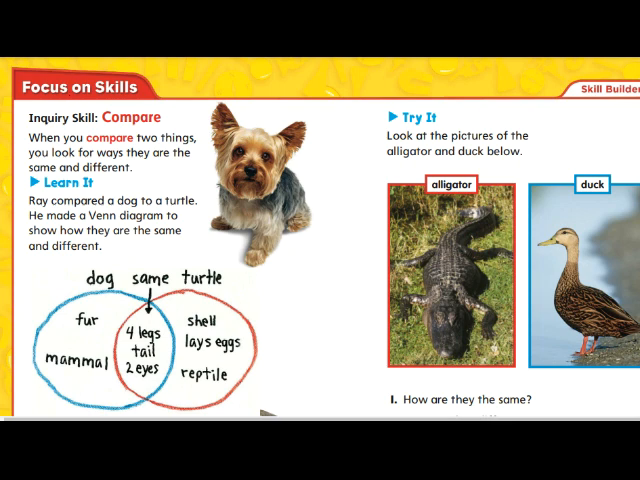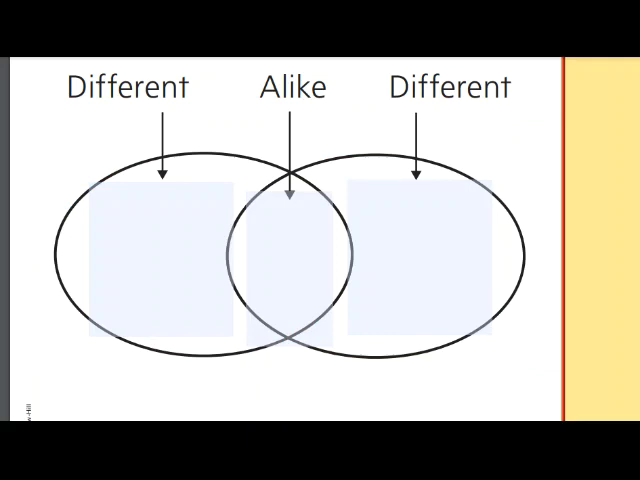It says, inquiry skill, compare. So here is a Venn diagram. It says Ray compared a dog to a turtle. He made a Venn diagram to show how they're the same and different. So in your Venn diagram, you are going to title each section with your animal's name. So over here on this side, you'll want to put the name of one animal. Over here on this side, you'll want to put the name of a different animal.